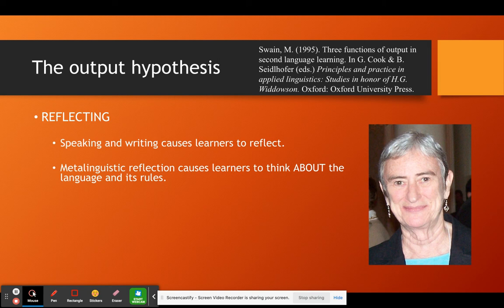The third function is the reflective piece. According to Swain, learners often reflect on what they produced and how they produced it. In other words, speaking and writing causes learners to ask, did I do that right? This metalinguistic reflection causes them to think about the language and its rules, and that causes them to learn more.